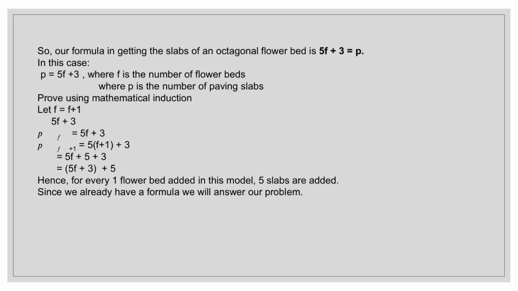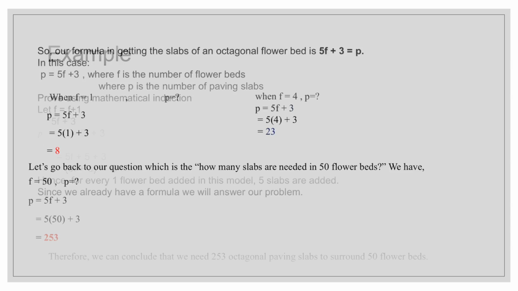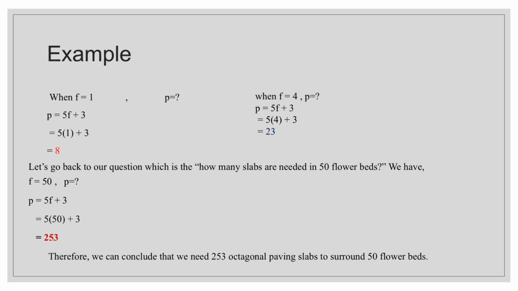So, substitute the value of f, which is f plus 1. So, p sub f plus 1 is equal to 5 quantity f plus 1 plus 3. So, 5f plus 5 plus 3. So, our final answer is quantity 5f plus 3 plus 5. Yung 5 na yon, for every flower bed added in this model, 5 slabs are added. So, napakita natin using mathematical induction. Since we already have a formula, dito naman tayo sa mga example.